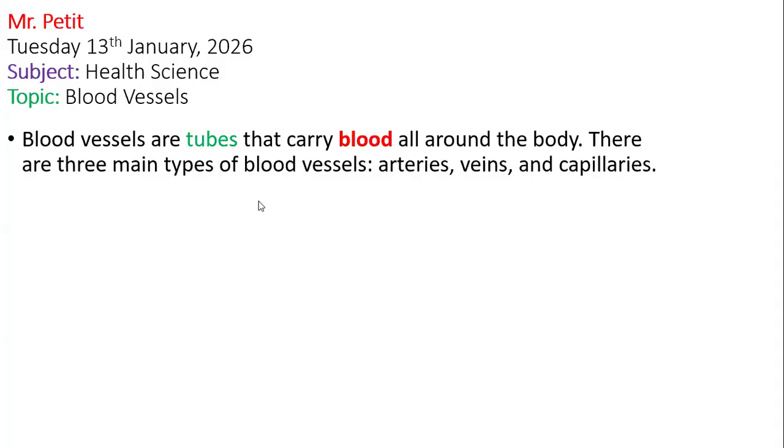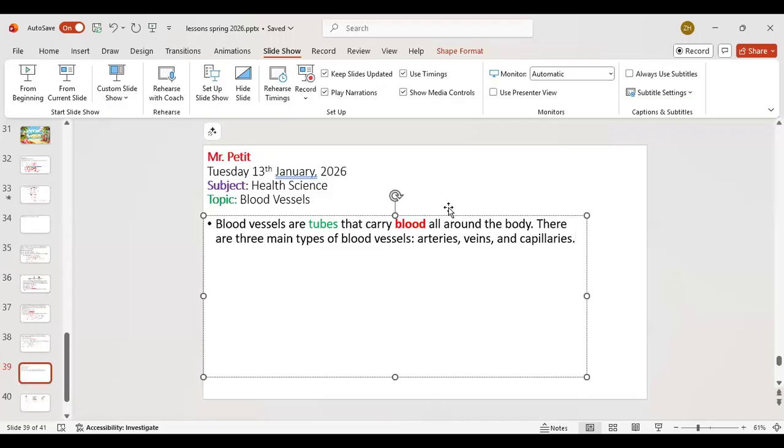Okay, read the two sentences I have so far. Blood vessels are tubes that carry blood all around the body. There are three main types of blood vessels: arteries, veins, and capillaries. Very good. Which blood vessels carry blood toward the heart?